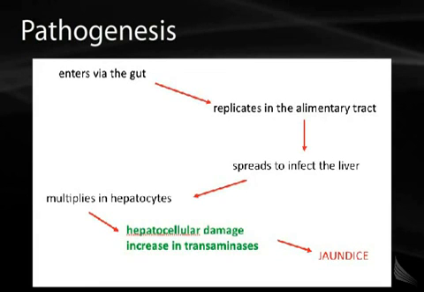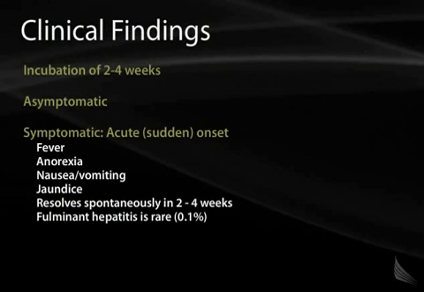Hepatitis A enters via the gut, replicates in the gut, and spreads to infect the liver. Then once it's in the liver, it multiplies in the hepatocytes, where it causes hepatocellular damage and an increase in the transaminases. That gives you jaundice.